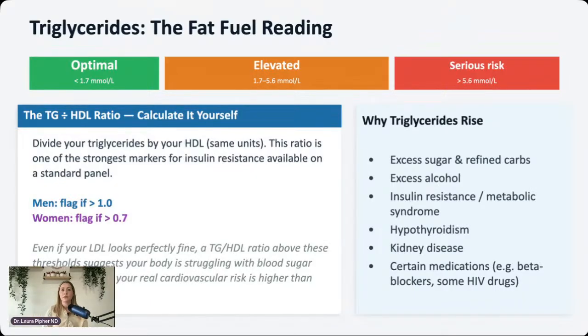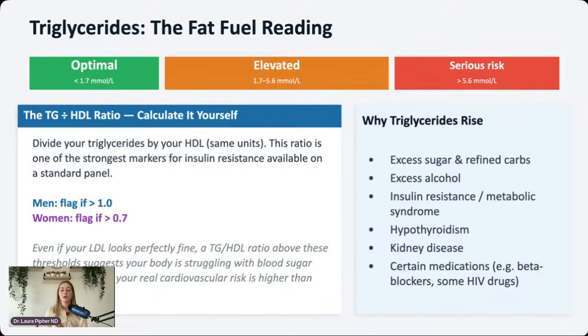So optimal would be less than 1.7 for triglycerides. Elevated is 1.7 to 5.6, and at serious risk is above 5.6. And when we look at the triglyceride to HDL ratio, for women, we want it to be less than 0.7, but there is a range. I'm going to give you a resource at the end that you can use to help with all these calculators. But there is a range, and we can use this number really effectively. If we don't have something like an insulin glucose challenge or insulin readings, we can use the lipid panel to help us understand insulin resistance.